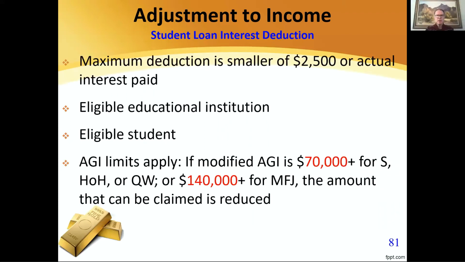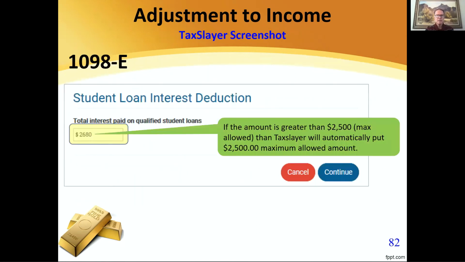So the maximum deduction is the smaller of 2,500 or the actual interest. So if their student loan interest is 3,500, they're only going to get to take 2,500 as an adjustment. If their student loan interest was $700, they only get to take the 700. They don't get to take anything extra. They have to have an eligible educational institution, and there are AGI limits, but they're so high, most of our clients don't meet them. So I don't really worry about them too much. And it's a simple one item box that goes in, and then you hit continue and you move on.